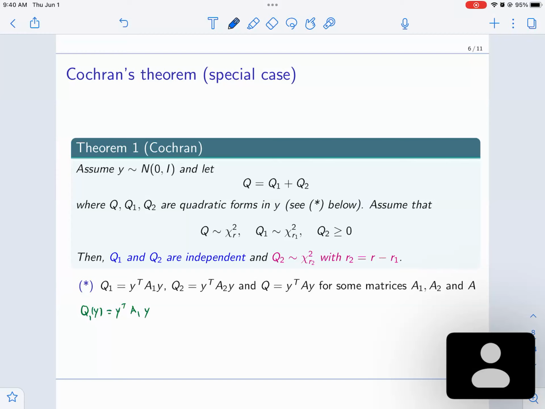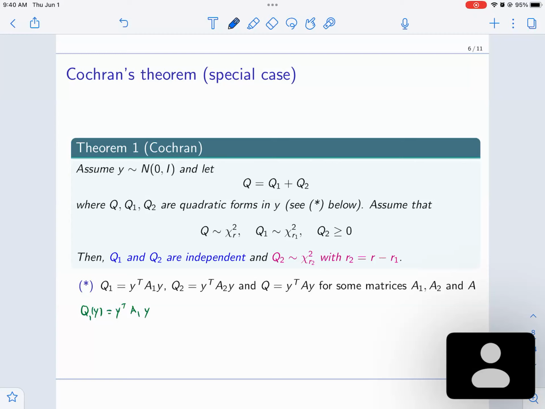Here I'm stating that I know also that Q2 is a quadratic form, but if you do a little bit of thinking, if I know Q is a quadratic form, Q1 is a quadratic form, and I have this decomposition, Q2 has to be a quadratic form, because you can just rewrite things. Q2 would be Q minus Q1, and then you can write it as Y transpose some matrix times Y. So I just know that Q is chi-squared with R degrees of freedom, Q1 is chi-squared with R1 degrees of freedom, Q2 is non-negative. Then it follows that Q2 has to have a chi-square distribution. That's one of the conclusions.